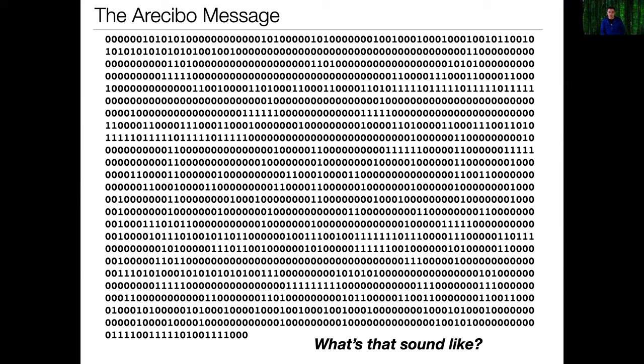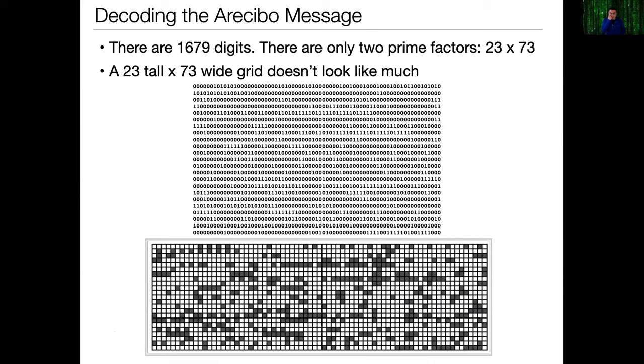So what is the message? Well, in the message, there are 1,679 digits. As you might imagine, 1,679 is a special number. It is factorable into 2 primes, 23 by 73. Now, at this point, if you try and decode this message, you may realize that there's a problem. The problem is, I don't know if the 23 is the number of rows or the number of columns. But that's not actually a problem because it could be either.